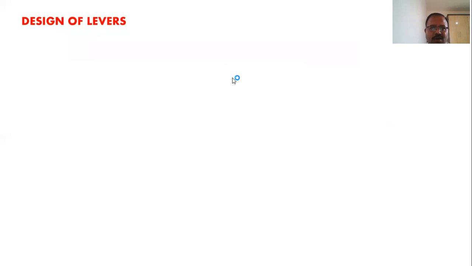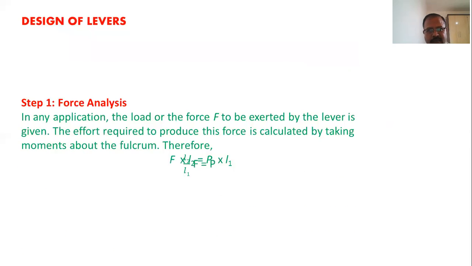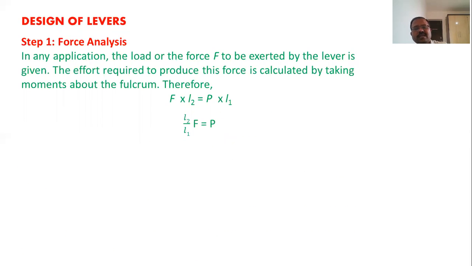Now, talking about design of levers. In design of levers, there are three main parts. First part is about the force analysis. Second part is related to determination of cross section of the lever. And the third part is related to calculating dimensions of the fulcrum pin, or either load pin or the effort pin. So talking about the force analysis, either F or P will be known, either load or effort will be known, L1, L2 are known. We can determine the unknown from this particular equation, which is calculated by taking moment about the fulcrum.